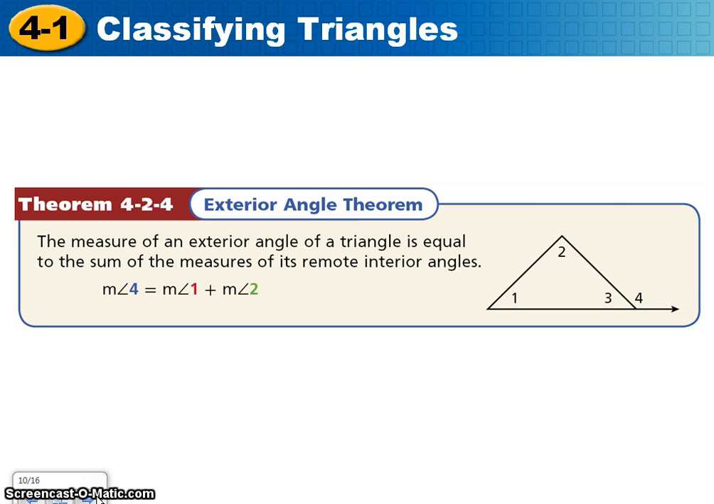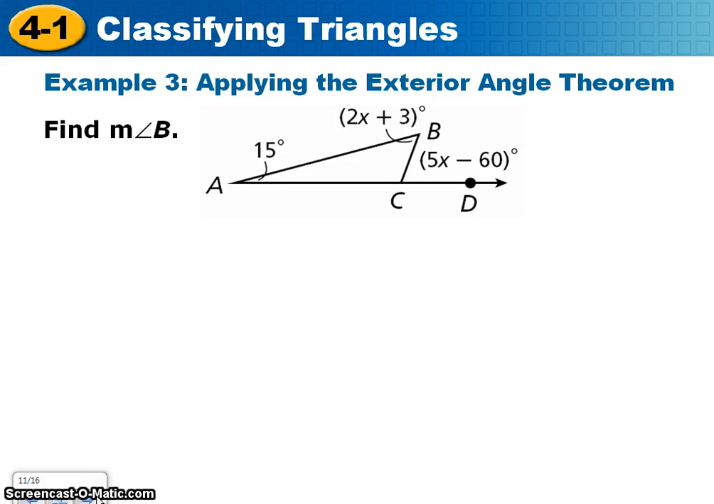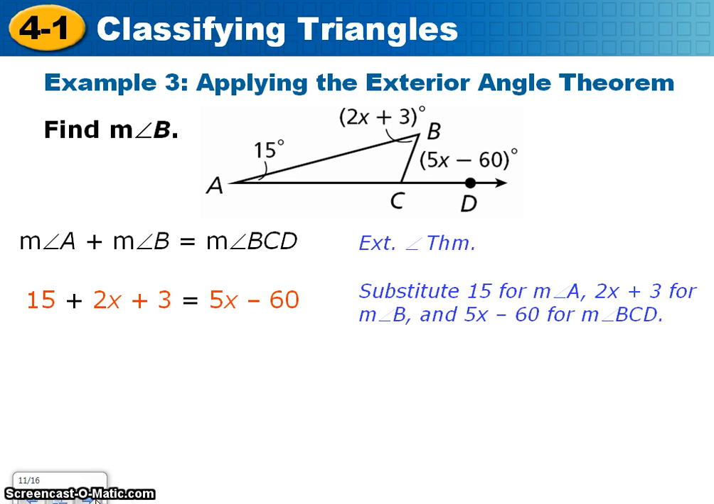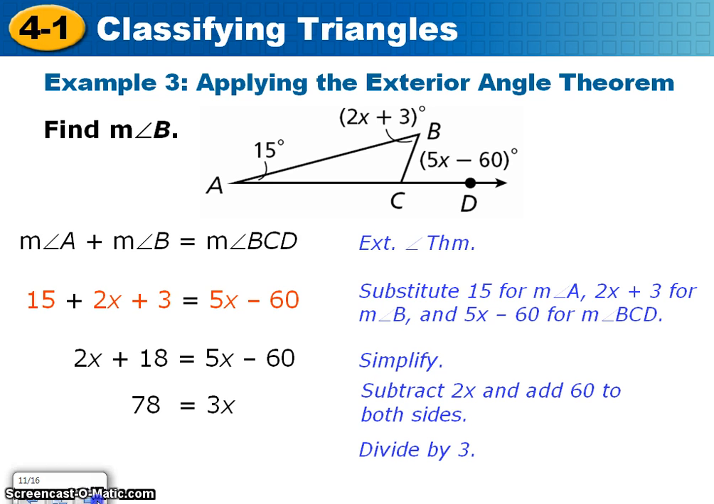Now we have a couple of applications of the exterior angle theorem. In this case, angle BCD is an exterior angle of the triangle since it's formed by one side of the triangle, segment BC, and the extension of side AC. So its measure, using the exterior angle theorem, should be equal to the sum of the measures of its two remote interior angles, which are the angles at B and A. That's where our equation comes from. Solving for x gives us x equal to 26, and plugging that value in to find the measure of angle B gives 55 degrees.